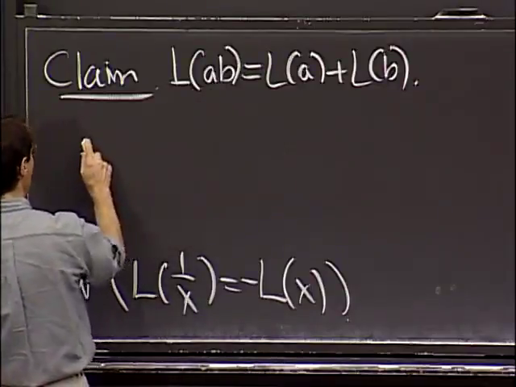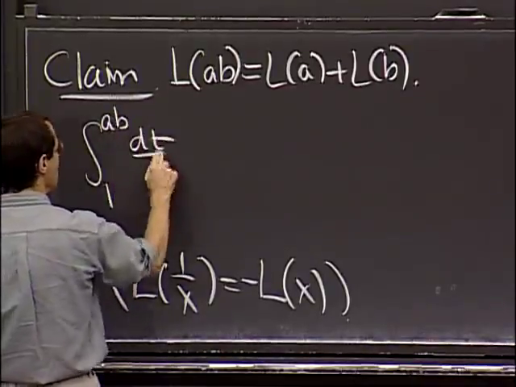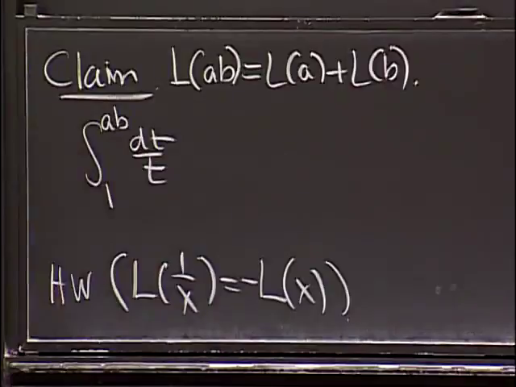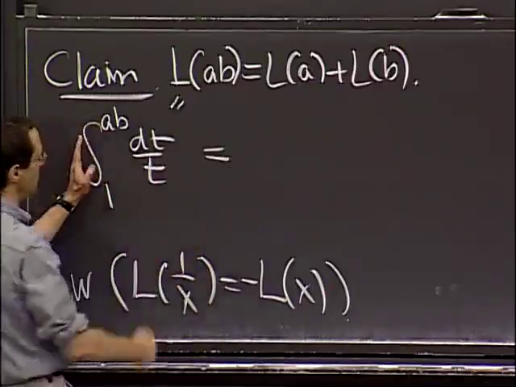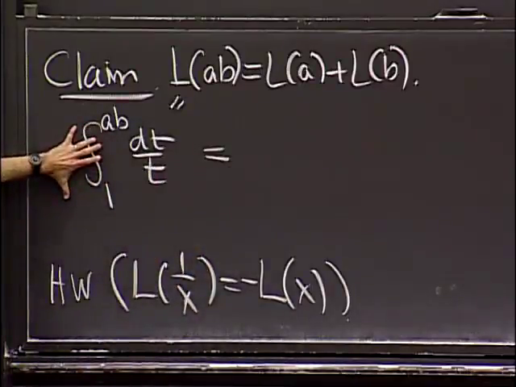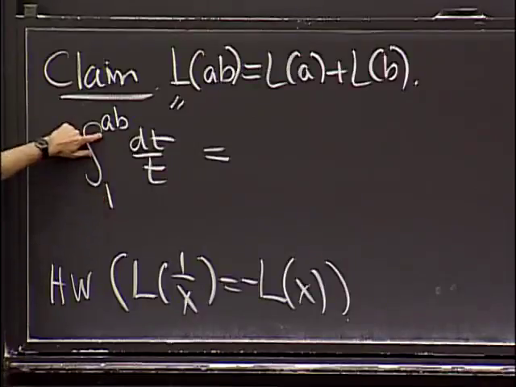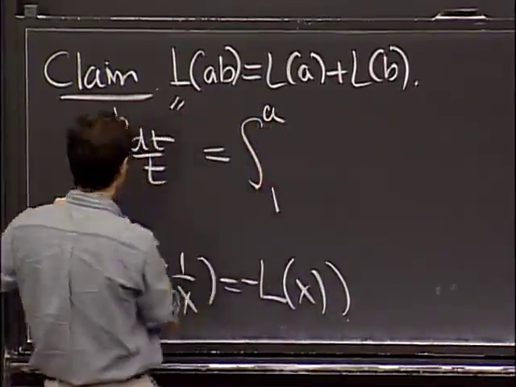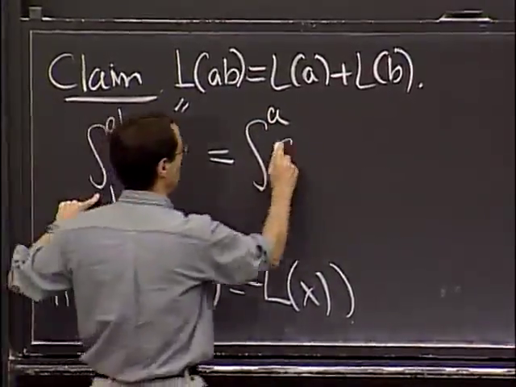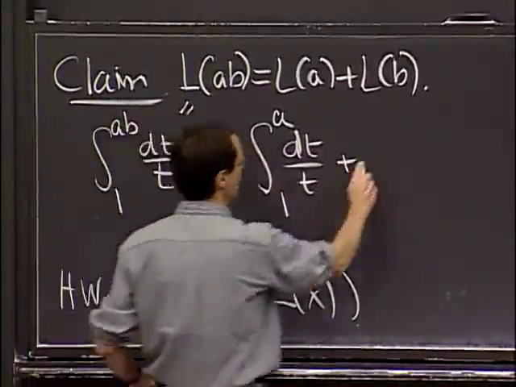On the left-hand side, I have the integral from 1 to AB of dt over t. That's L of AB. And then I'm going to now split this into two pieces. Again, this is a property of integrals, that if you have an integral from one place to another, you can break it up into pieces. So I'm going to start at 1, but then go to A. And then I'm going to continue from A to AB.